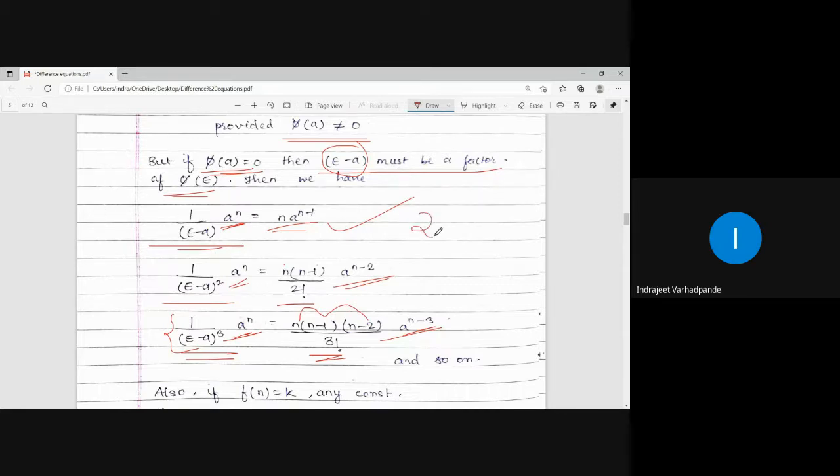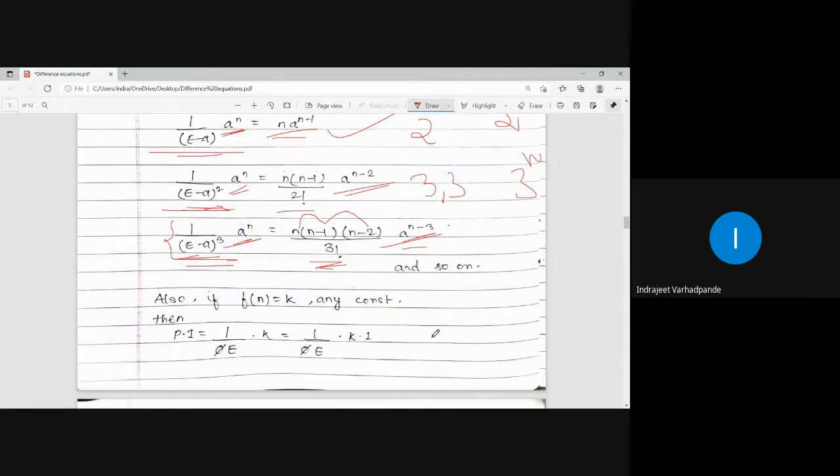Suppose one of the factors is 2, and in the RHS you are getting 2 to the power n. Suppose the roots are repeated 3, and your RHS is 3 to the power n, then it will be (e minus 3) whole square operated on 3 to the power n. Suppose the factors are repeated thrice, it will be 1 upon (e minus a) whole cube operated on a to the power n. So it is n into (n minus 1) into (n minus 2) upon 3 factorial into a to the power n minus 3. That is how directly the simplification will be done.